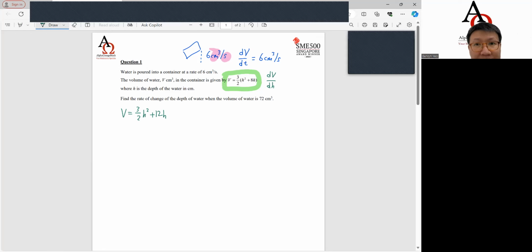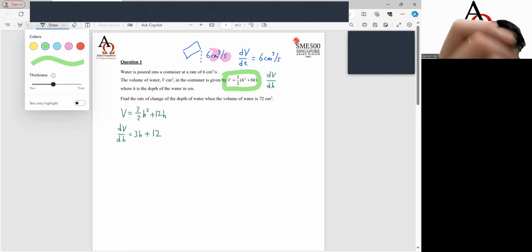From here we can simply do our term by term differentiation. So dV over dh will give us 3h plus 12. This is simply our rate of change of volume with respect to the depth of the water in centimeters. Now we have one last missing piece of the puzzle.